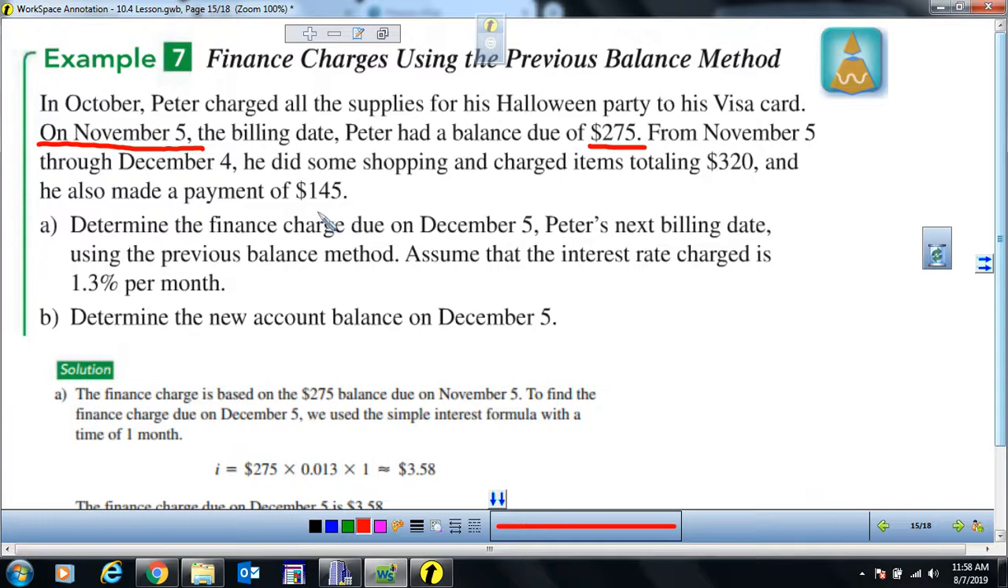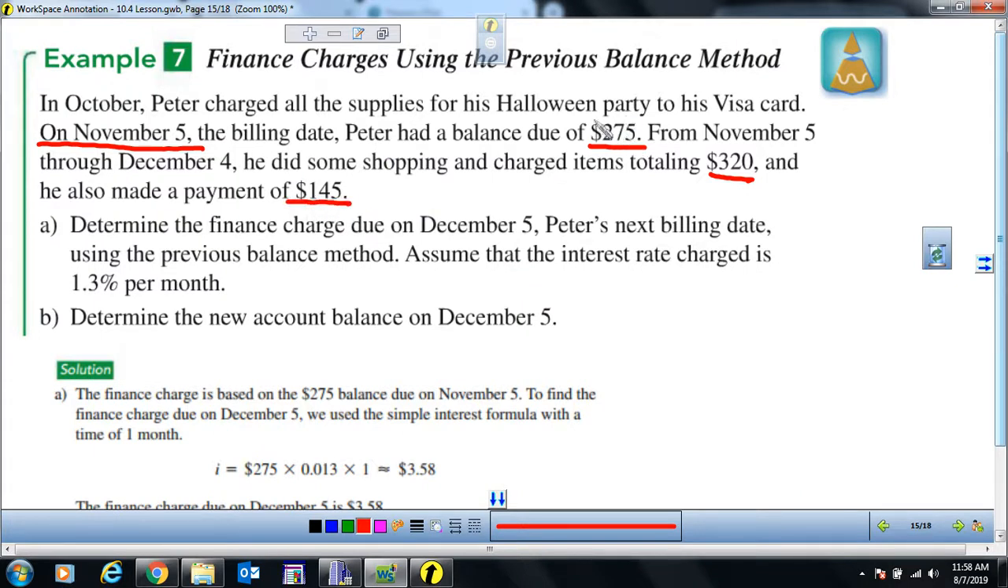So this is the difference from the previous problem. This person, within the billing cycle, started doing more charges. So he already had a balance from the previous cycle, from the previous month. But then before the next billing date, he started using the credit card again, and he started charging other stuff. So that's why it says from November 5th through December 4th, he did some shopping and charged items totaling $320. This is additional to the $275. And he also made a payment of $145.